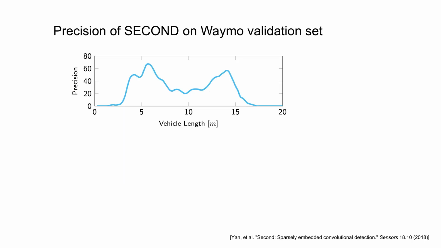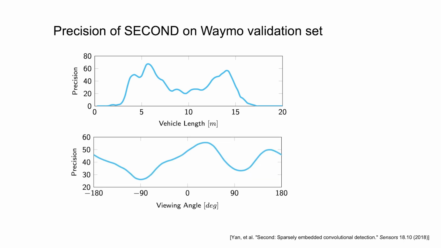In addition to these contextual properties, there are also simple instance-specific geometric properties that allow for a better evaluation of an object. For example, as shown in this figure, the precision of a second model on the Waymo dataset for detecting a vehicle is highly dependent on the size of the object. Vehicle categories between passenger cars and heavy-duty vehicles are harder to detect, potentially because they are underrepresented in the dataset. Similarly, the viewing angle indicating from which side the vehicle is visible has a significant impact on the precision.